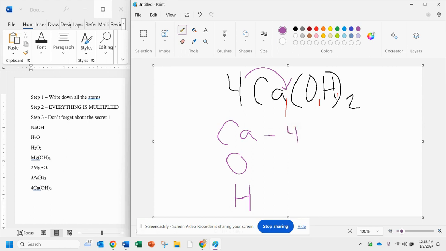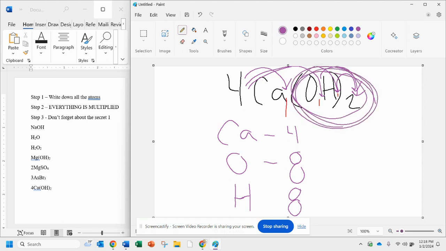And this is where it gets interesting. So we also have 4 times 1, but we also need to multiply by 2. So 4 times 1 is 4, times 2 is 8. And we're going to do the hydrogen. 4 times 1 is 4, times 2 is 8. Okay, this 2 only applies to the hydroxide because it's in the parentheses.